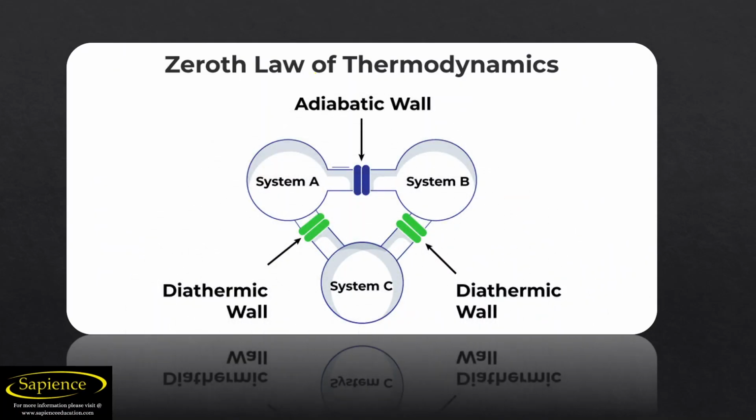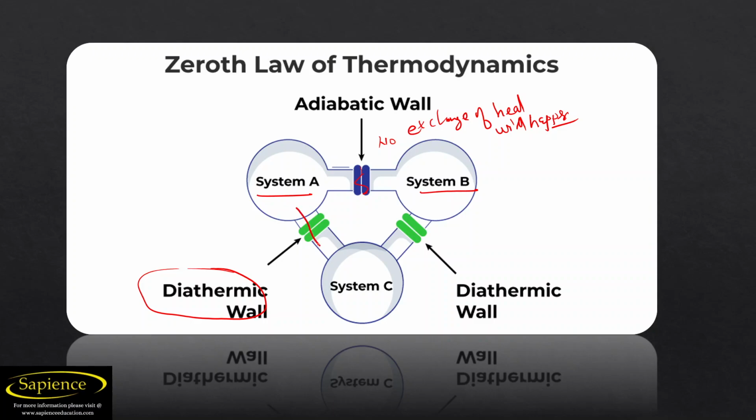Now we can also understand from this figure. This is a system A, and this is a system B. Both are separate, with no connection. An adiabatic wall means what? No exchange of heat will happen. Now see here, a diathermal wall is there. That is, systems A and C are connected in such a way that an exchange of heat or any form of energy will happen.